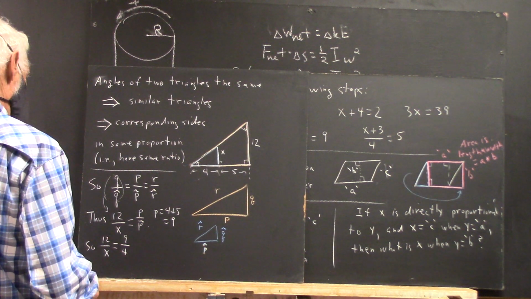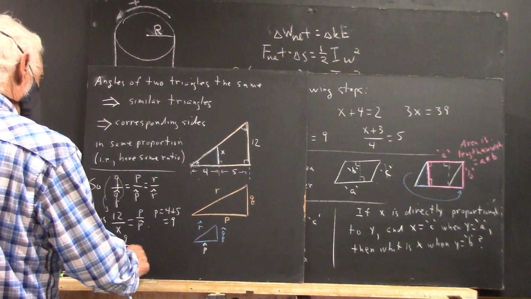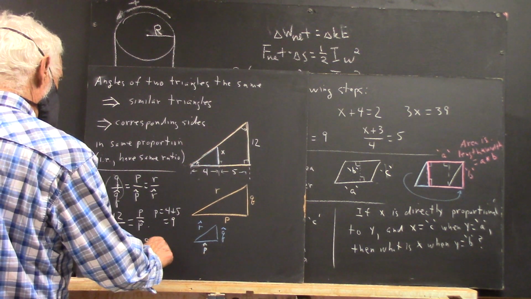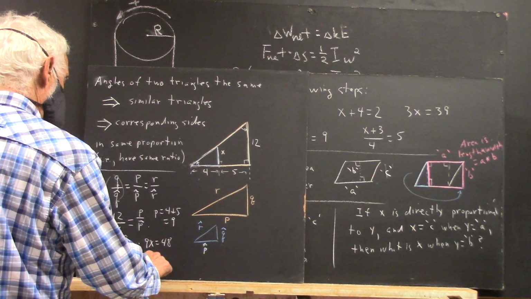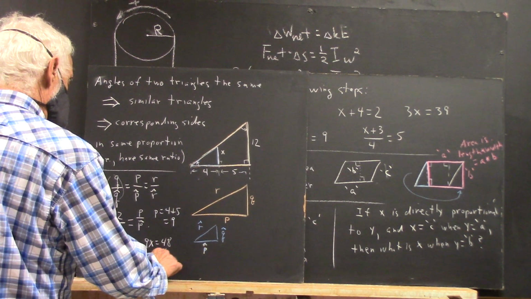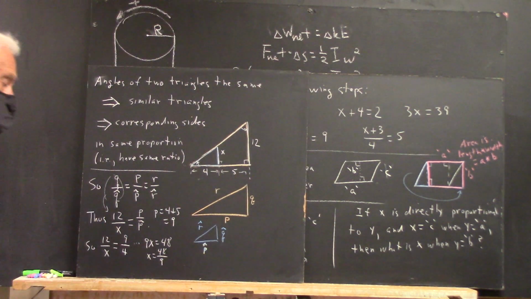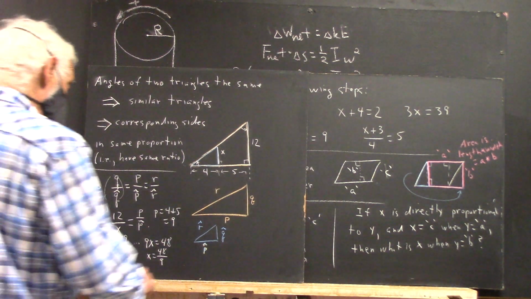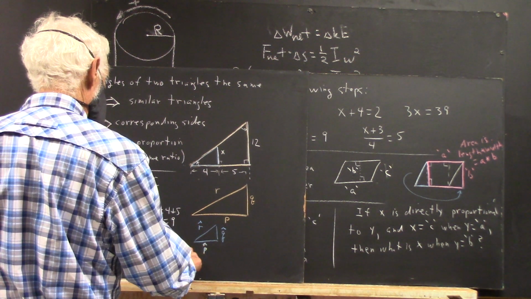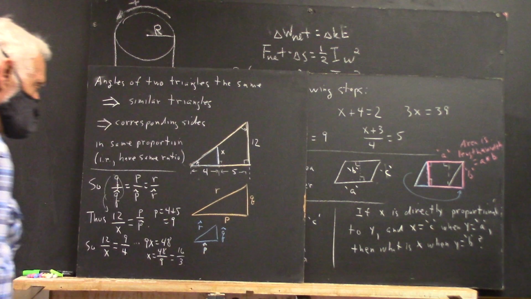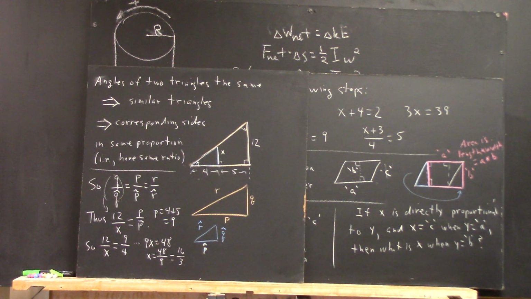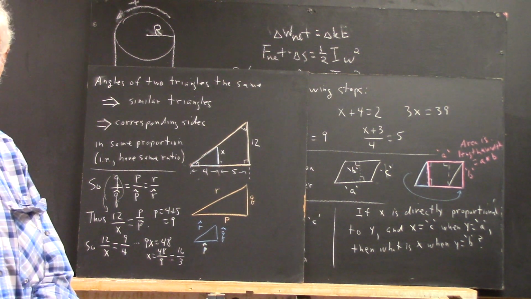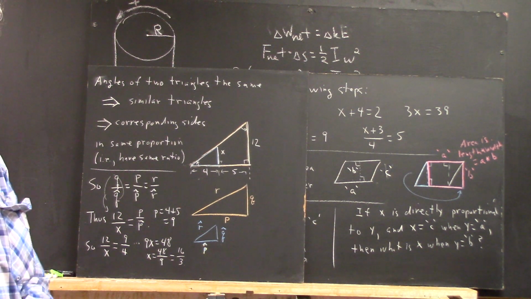But in any case, what you end up with is nine x is 48. So x is 48 over 9. Now, you're all good at this stage, so you know what to do. And of course, you can divide both by 3. 16 over 3, 5 and a third. They really ought to be able to do this. You're going to need to be able to do similar triangles many times.